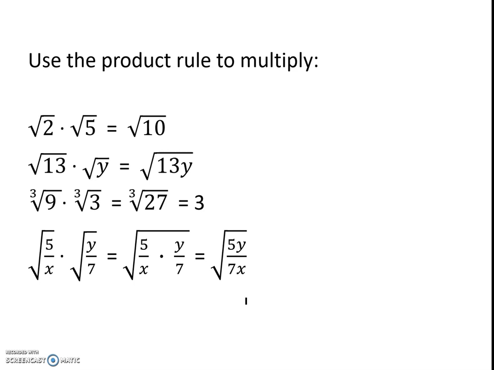Now we have the square root of 5 divided by x times the square root of y divided by 7. We multiply across the top and we get 5y. And across the bottom we get 7x. And of course it's the square root of that quantity, 5y divided by 7x.